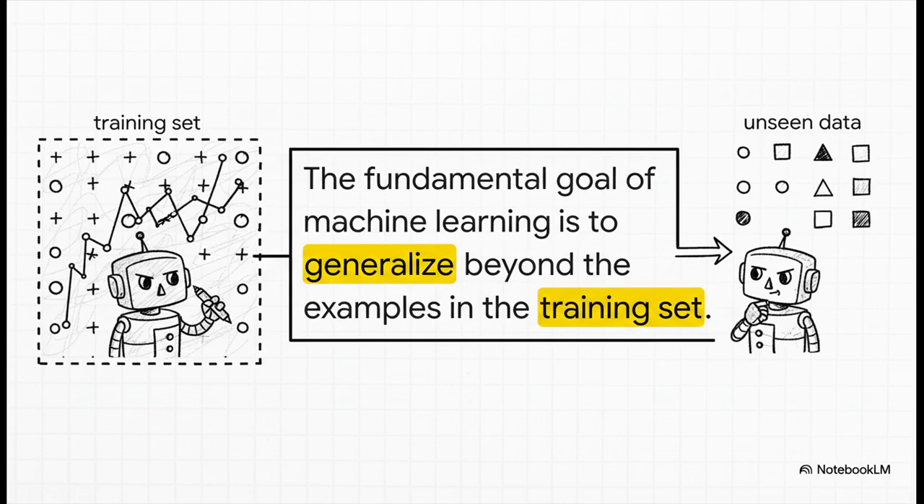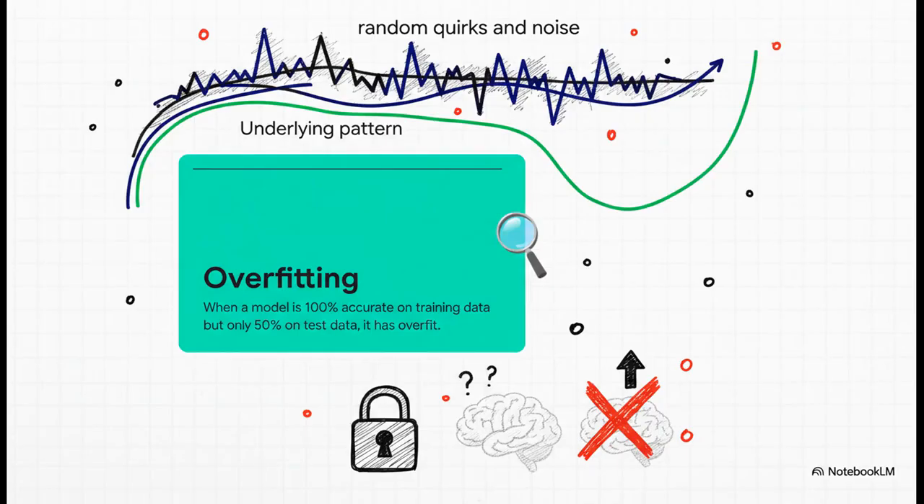The main point is this. Getting a 100% on a practice test is actually pretty easy if you just memorize the answers. But that doesn't mean you've learned a thing. The real test, the only one that actually matters, is how well you do on the final exam, with questions you've never encountered before. That ability to make that leap is called generalization. And this brings us to the main villain of our story: overfitting.